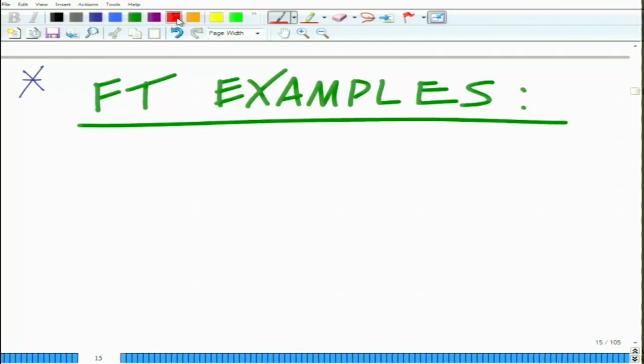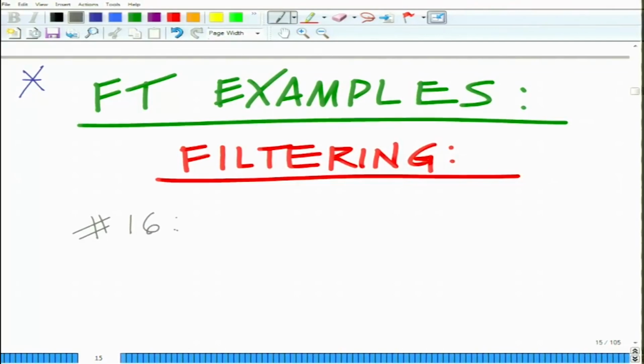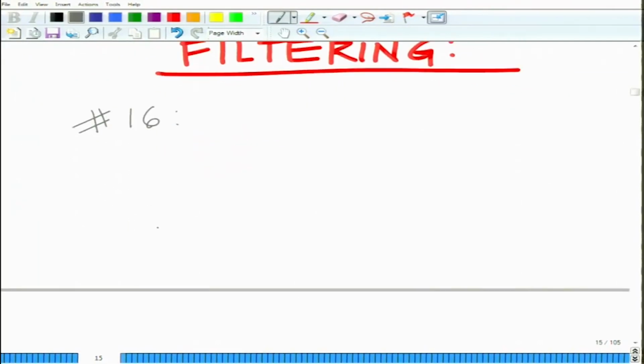In this particular module, let us understand the process of filtering. You will recall that we have discussed ideal filters: high pass, low pass, band pass and band stop. So, we are going to look at an application of the theory of filtering. This is problem number 16. We have an ideal low pass filter.